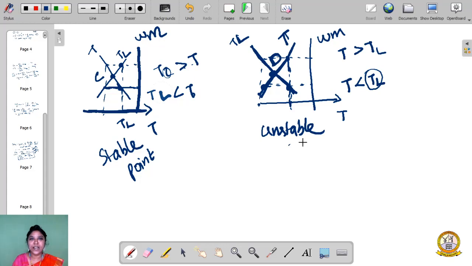That is, unstable and stable. We demonstrated it with examples, and also we derived the expressions. Hope you can understand this lecture.